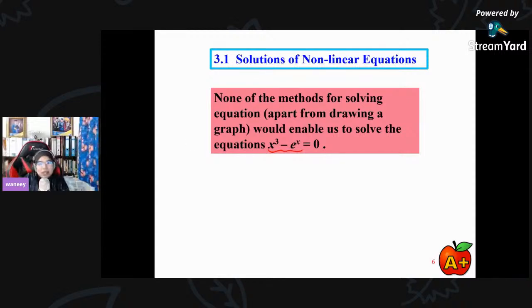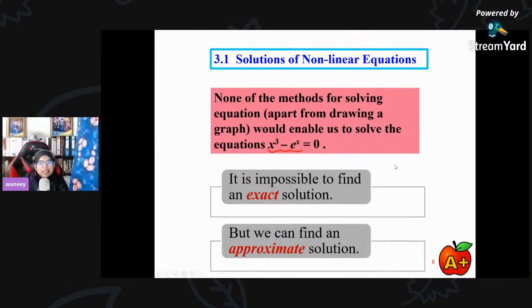Okay, so none of the methods will enable us to solve this. So we cannot find out what x is. It is definitely impossible to find an exact solution, but we can find an approximate solution. So what is the difference between exact and approximate?